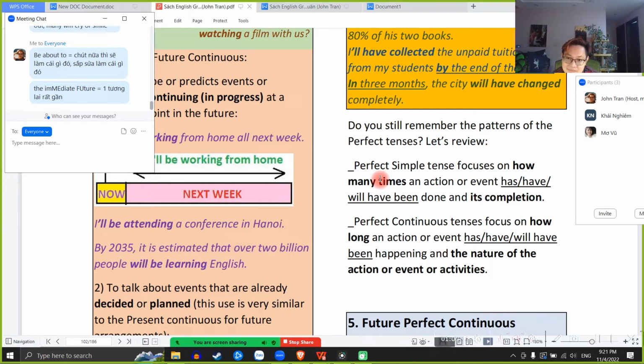Perfect continuous tense focuses on how long an action or event will have been happening, and the nature of the action or event or activities. Cái chỗ này nó có một cái điều là cái tense trên đây phải là số có s nè, và cái chữ focus này phải chia số nhiều mới đúng. This one is tenses, okay, and focus without es.